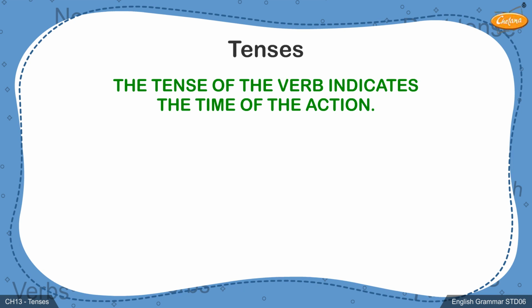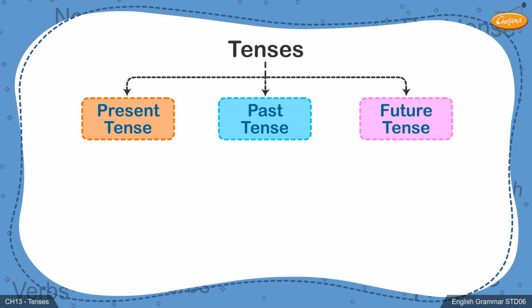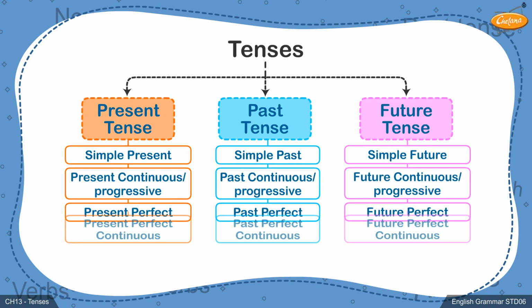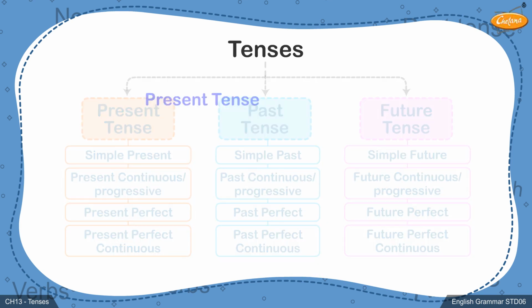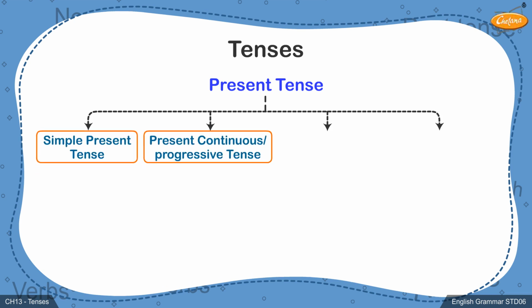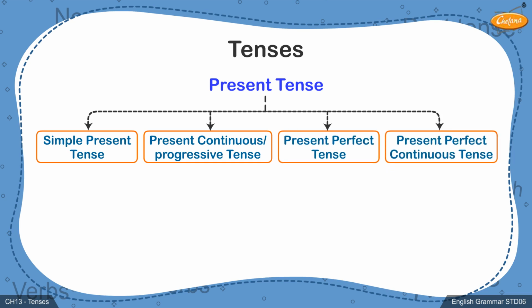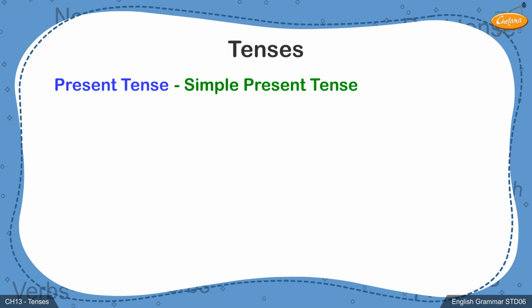Any action could either be done in the past or in the present, or may be done in the future. There are three main tense forms: present, past, and future. Each of these tenses has 4 aspects, and therefore we have a total of 12 forms. We will start learning about present tense. The 4 forms of present tense are simple present, present continuous or progressive, present perfect, and present perfect continuous. 1. Simple present tense.